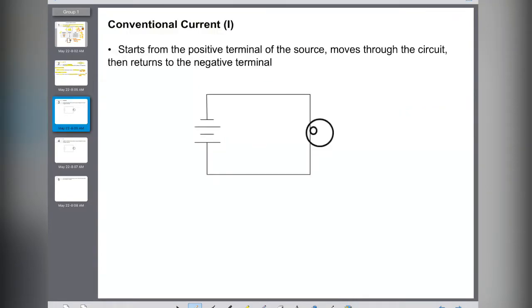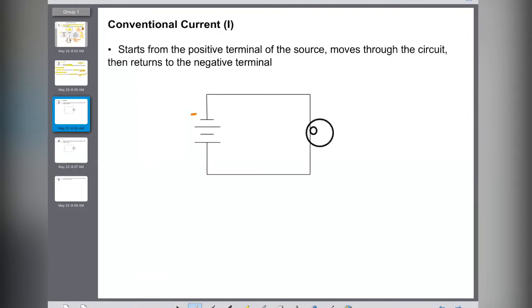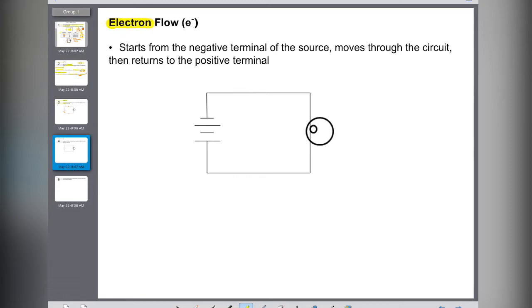All right, so conventional current. So these are drawing pictures. Remember how we have short is negative and long is positive? When we're saying how conventional current is moving, it starts from the positive. Current has a symbol of I, so it comes this way and it goes around and comes back to the negative terminal. But if we talk about electron flow, it starts from the negative terminal. So that means electron flow goes this way and they go around the circuit like this.